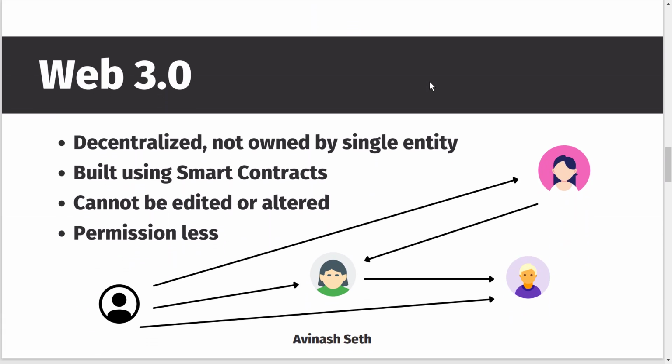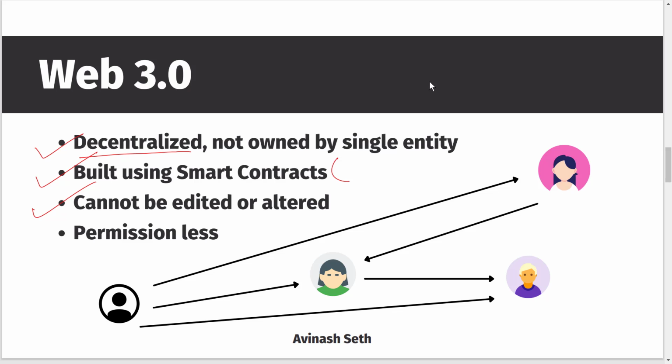Now it will be very easy for us to understand what is Web 3.0. Well, first of all, Web 3.0 is decentralized. That means it is not owned or controlled by a single entity. It is built using smart contracts. In simpler terms, better algorithm. I'll let you know what is something known as a smart contract. Then the data which is there cannot be edited or altered.